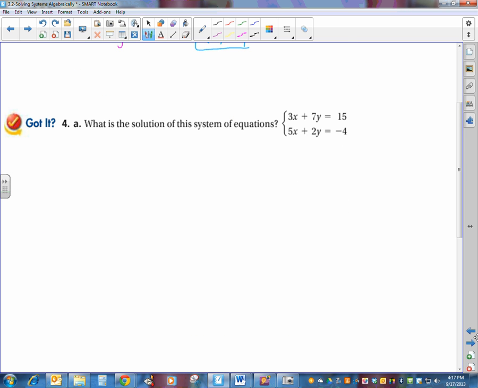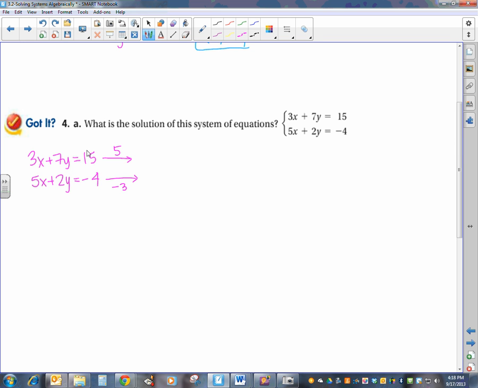Okay, it does not matter which one. So we'll go ahead and pick, let's eliminate the x's. We make the x's fall out. So that means I'm going to take 3x, I'm going to go ahead and rewrite it. 3x plus 7y equals 15, and 5x plus 2y equals negative 4. Okay, so I'm going to multiply this by 5, and I'm going to multiply this one by negative 3.